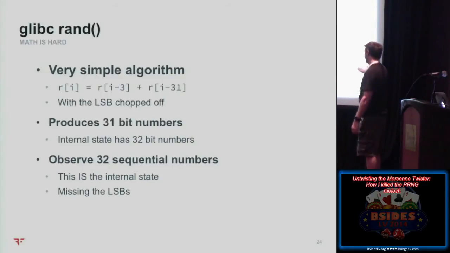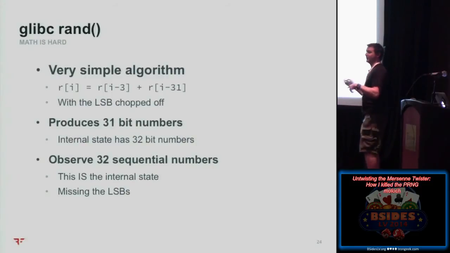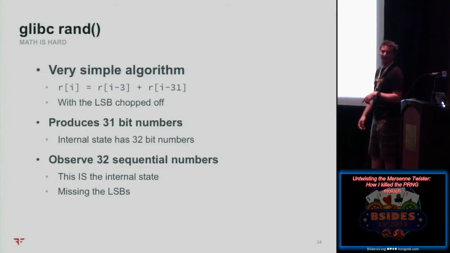So we have to do some fancy math to try to recover the LSBs. But minus that, the basic algorithm here is pretty straightforward. You just observe 32 consecutive numbers anywhere, and that's it. That is the internal state. You never actually get the initial seed from this, which is sort of interesting. All you get is a state, and then from the state you can go backwards and forwards to predict all future and past values.